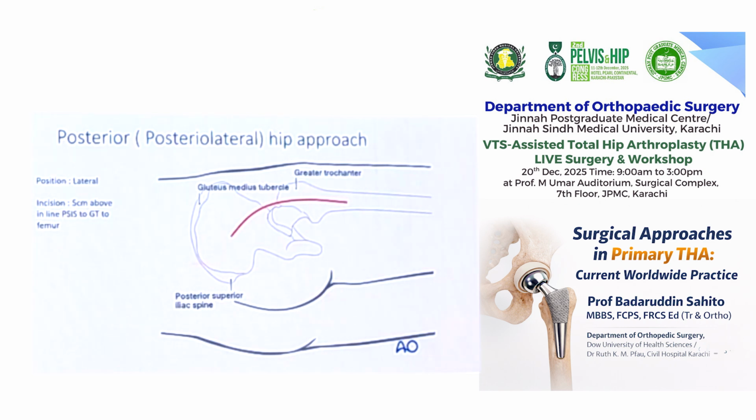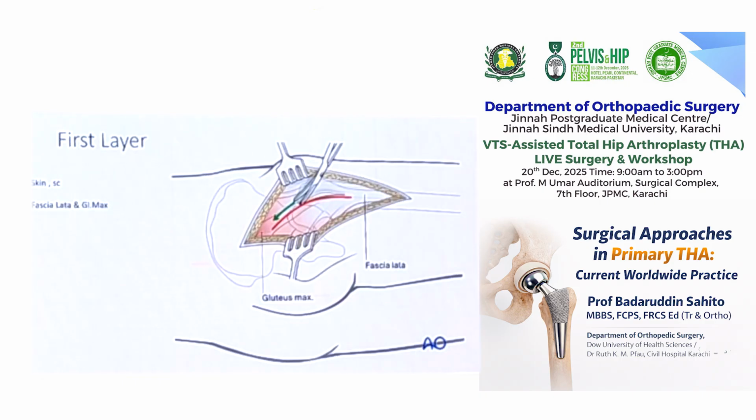First, what will you do? You put the patient in a position. Which position will you use in a posterolateral approach? The position will be lateral. The incision will be curved, 5 centimeters above the greater trochanter and 5 centimeters below. So the first thing is position. Number two is incision. Okay, then what will you do?